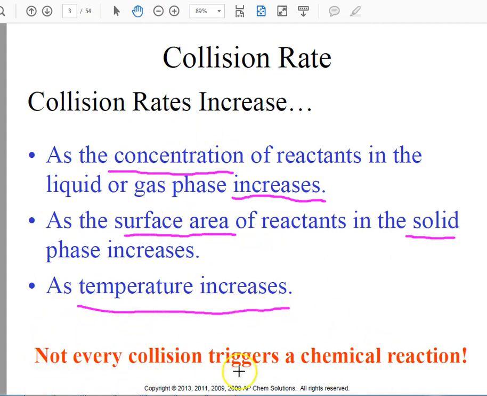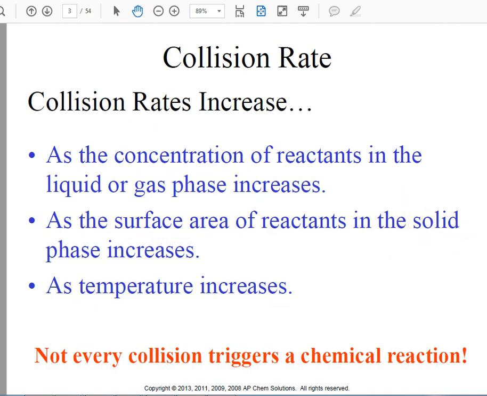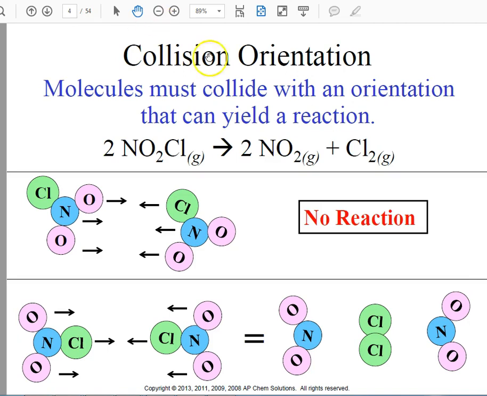Remember, not every collision makes a chemical reaction, because not only do they have to collide, what are the next two factors? They have to collide with the right orientation, and they have to collide with enough energy. So not every collision makes a reaction. For example, if we want two of these NO2Cl molecules to react, there's a lot of different ways that they could collide. But the reaction only happens when they collide with the chlorines turned toward one another. If they collide in any other way, they're just going to bounce off of each other. No reaction. So you can see they can collide a lot of different ways, but only one collision is with the right orientation.